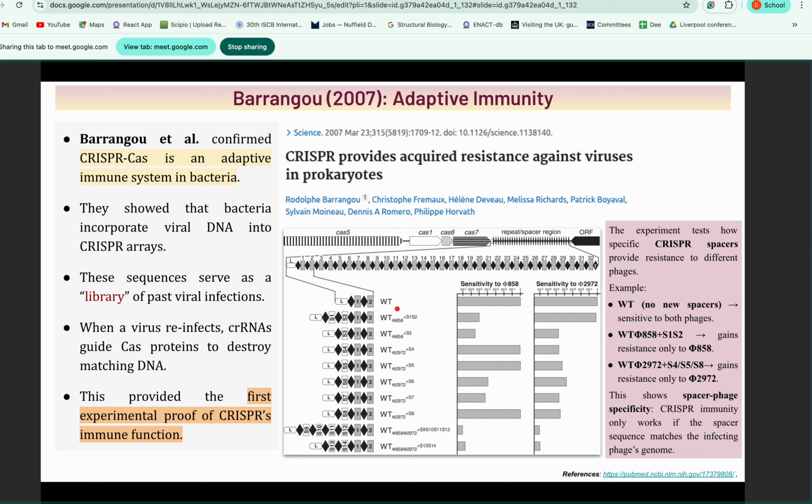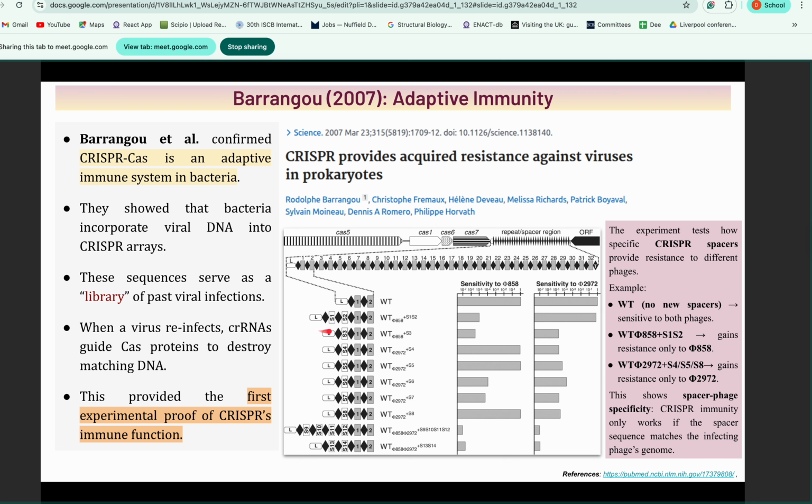So wild type is the case when there are no spacer elements inserted. S1, S2 represent the spacer elements which are coming from the viruses. So when there is no spacer, then the sensitivity is maximum for both of them, which means no new spacer, sensitive to both the phages.